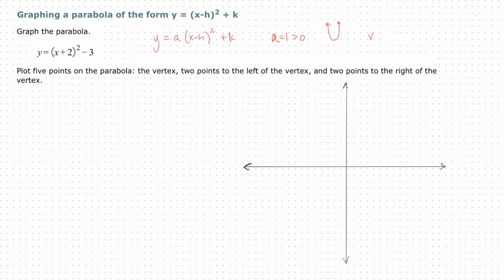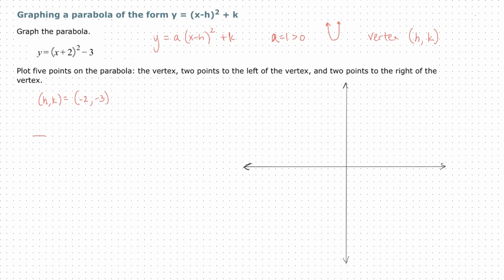Now, we also know the vertex. The vertex is one of the most important ordered pairs on the parabola. It is h comma k. So for this particular example, the vertex h comma k is equal to -2 comma -3. Now we're going to need to graph 2 more points on the left of that ordered pair and then 2 more points on the right of that ordered pair.